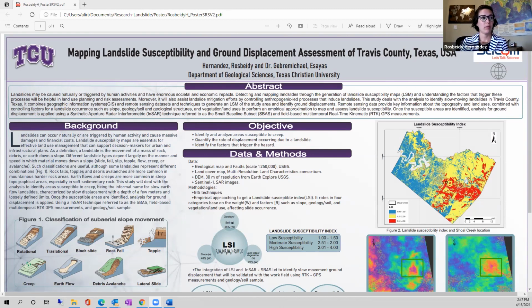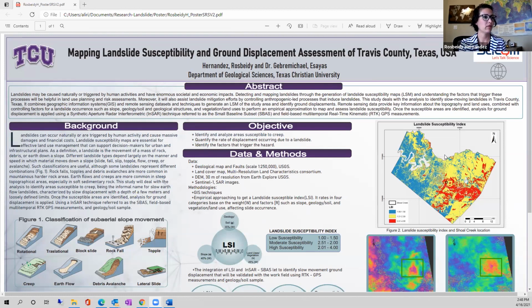So a little bit about my presentation is that landslides can occur naturally or are triggered by human activity and can cause massive damage and financial cost. In this study, we will deal with the analysis to identify areas susceptible to creep, being a slow scale of landslide. Once the susceptible areas are identified, analysis for ground displacement is applied using the synthetic aperture radar interferometry technique, RTK GPS measurement, and geology soil samples for analysis.